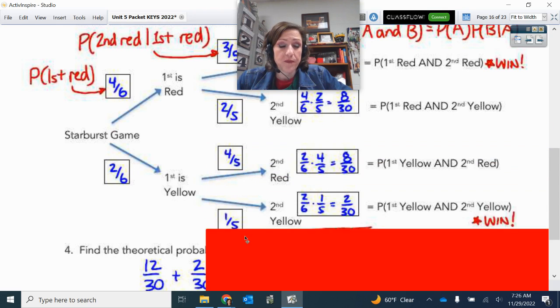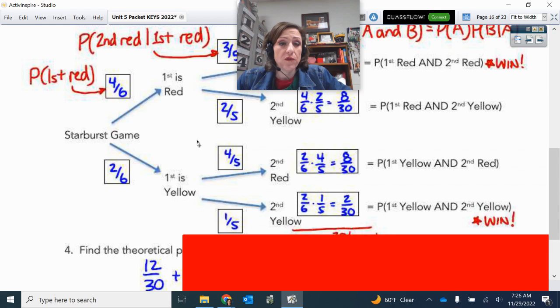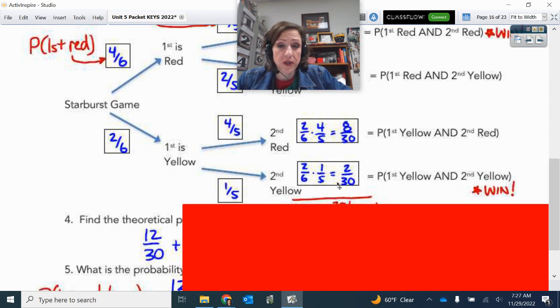So let's see here. Yep, there we go. 4 out of 5 are red. 1 out of 5 is yellow. So here's getting the first yellow and the second red, 8 out of 30. And then let's do this one. The first yellow and the second yellow is 2 out of 30, so not very likely, but that's a way you could win with yellow, yellow.